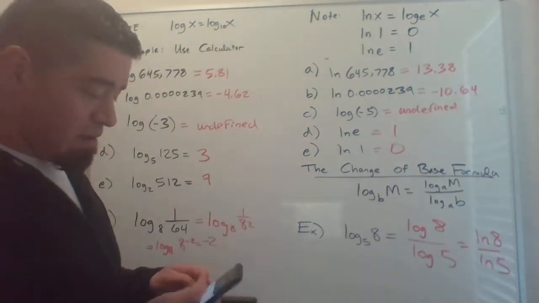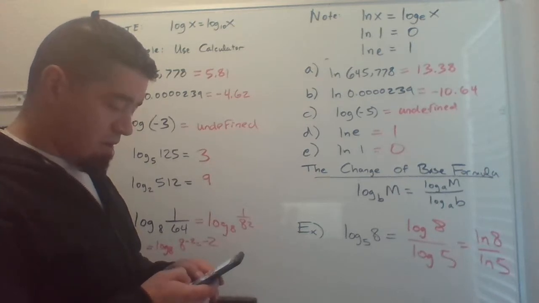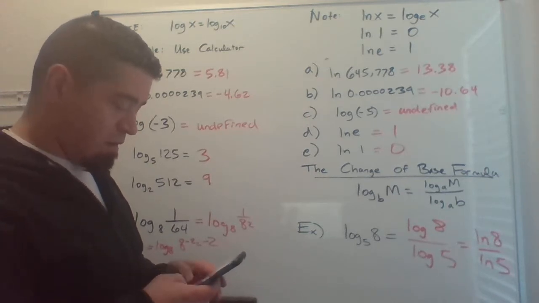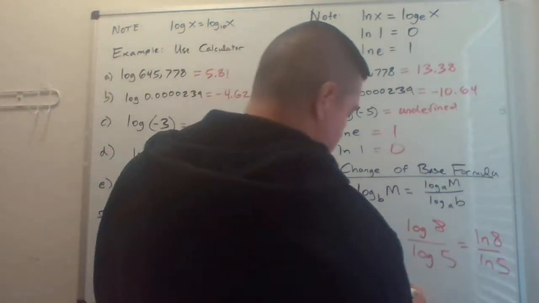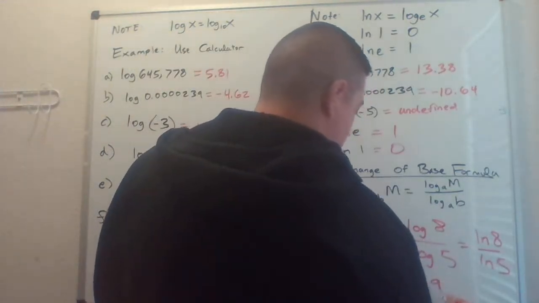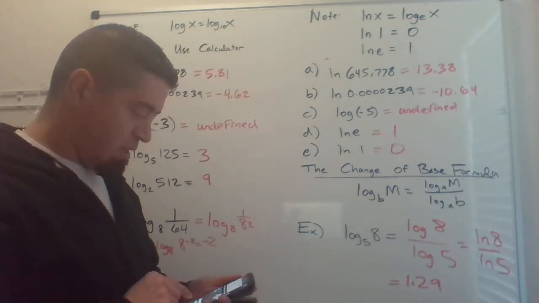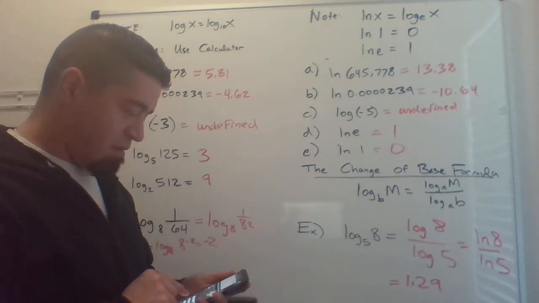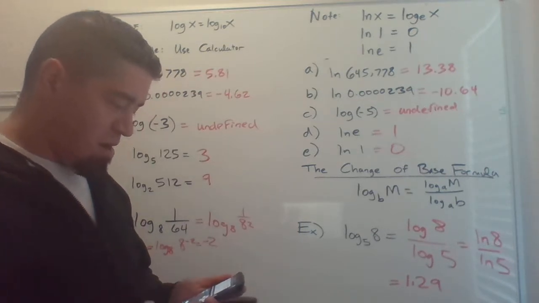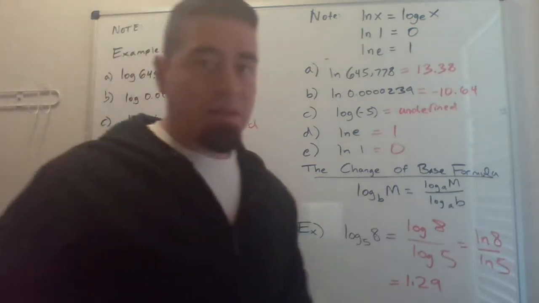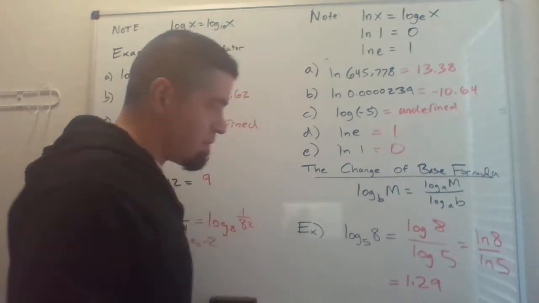And then let's go ahead and calculate it. Let's do natural log of 8 divided by natural log of 5. And I get 1.29. Okay, and just for kicks, we'll do log of 8 divided by log of 5. But don't take my word for it. You try it, and you should get the same thing. And then if you did the math, log base 3 should be the same thing as well.